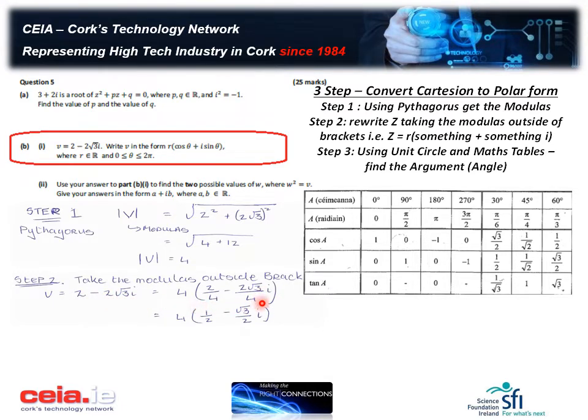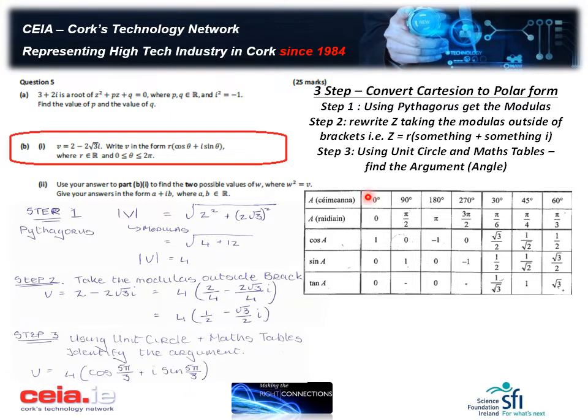That's the safest way to make sure that you don't make a silly arithmetic mistake in the heat of the exam hall on the day, with all the stress attached to that. Then we can simplify that down. So 2 over 4 is a half, and that ends up being minus root 3 over 2i. Step 2, done. And then the final step is to find the argument associated with the complex number using our knowledge of the unit circle and maths tables.